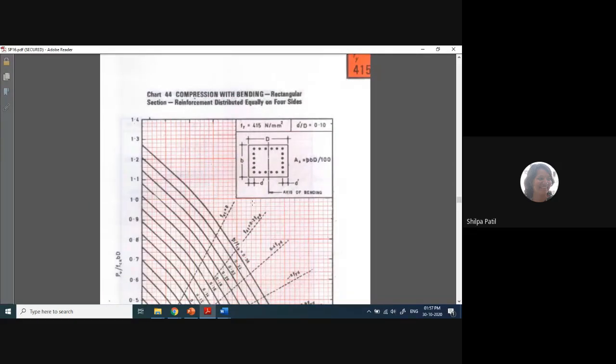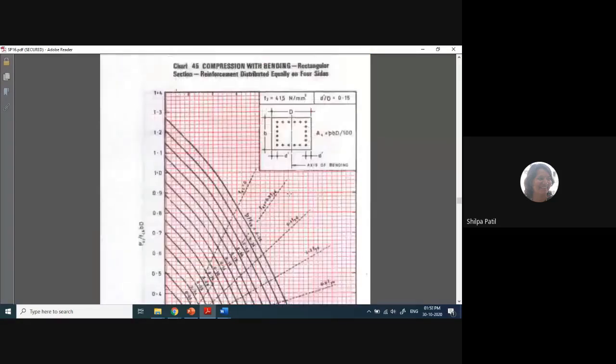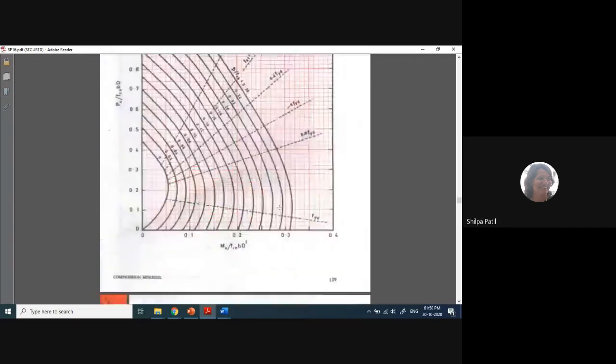So I have to find out the values first by making use of this curve, and then I will find out the values by making use of this curve, and finally I will interpolate the values for my d dash by D ratio, that is 0.125. So what exactly do we have to find out now? How to make use of this curve?